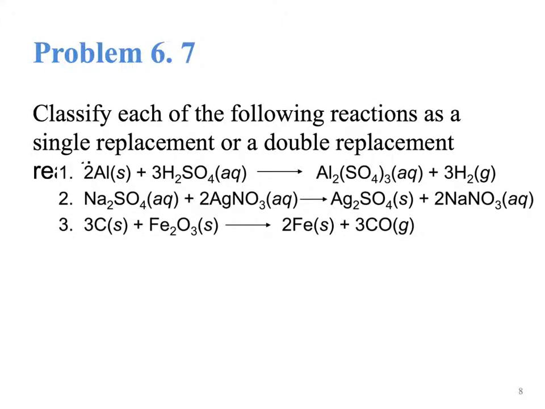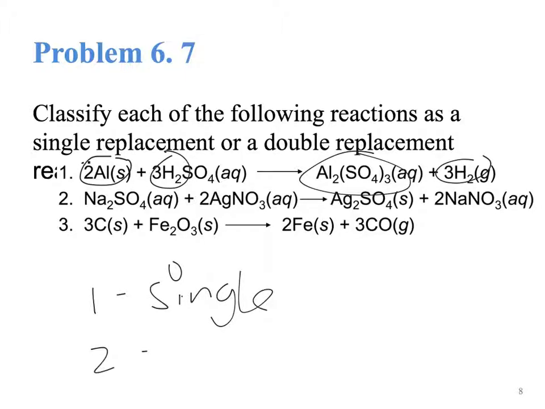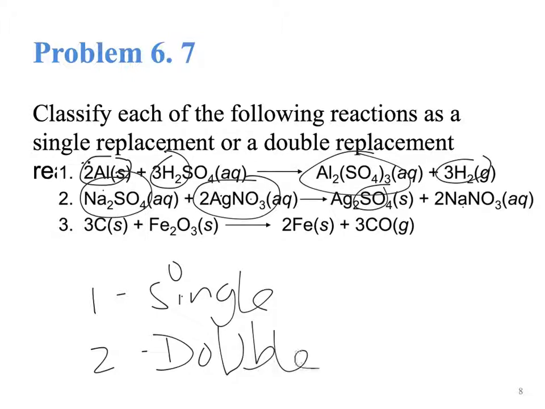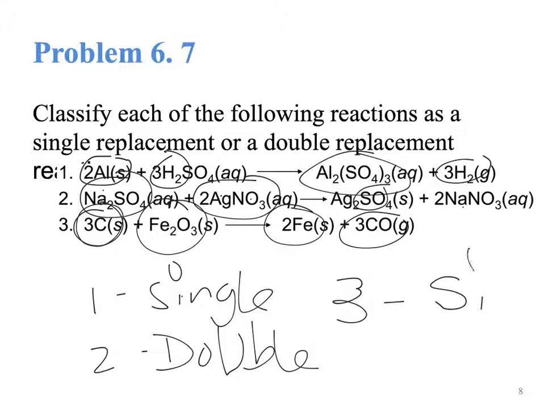Let's look at the next problem. Let's classify as single replacement or double replacement. Aluminum was by itself and now is in a compound. And hydrogen was in a compound and now is by itself. So one is single replacement. Sodium sulfate and silver nitrate. Silver is now with sulfate and sodium is now with nitrate, so this one is double. Here we have carbon by itself. Now carbon is in a compound, iron is in a compound, and this one is by itself, so the last one is single replacement.